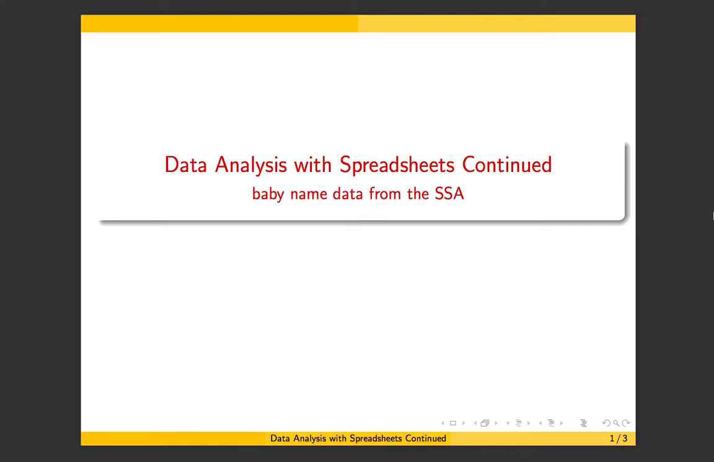In this video we'll continue doing data analysis on spreadsheets. This time though we're going to look at a much larger data set. We're going to look at all baby name data in the United States. This is publicly available information from the Social Security Administration. So in this video I just want to show you the commands that we've used in previous videos but used on a much larger data set.